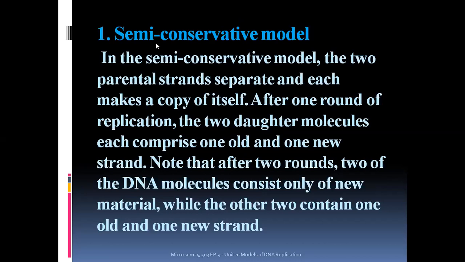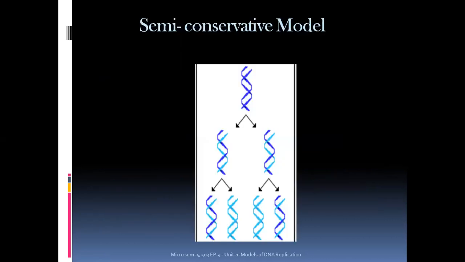Now, first is the semi-conservative model. What do you mean by the word semi? Semi means half. Conservative means half of the things will be conserved. Conserve means to preserve. So, in this semi-conservative model, the two parental strands separate and each makes a copy of itself. What is explained over here? The two parental strands separate and make a copy of themselves. Now this can be studied in this particular diagram. Two parental strands make copies.